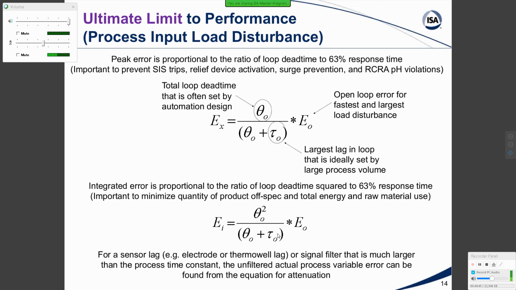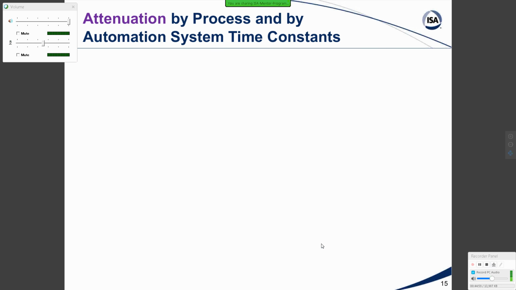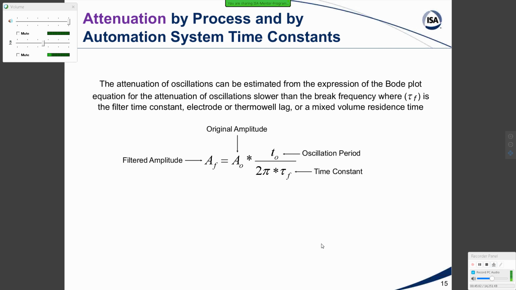So this time constant here, it's not making any judgment about where it's coming from. We want it to be in the process, but it could be in the automation system. And if it is in the automation system, things are going to look better, but they're actually worse in the process. And we can use this very simple equation to estimate what we're seeing as a filtered amplitude, based on an original amplitude, an oscillation period, and a time constant associated with a filter, electrode, or thermal well lag. And we can also use this equation to see the effect of smoothing out oscillations by a mixed volume resonance time.